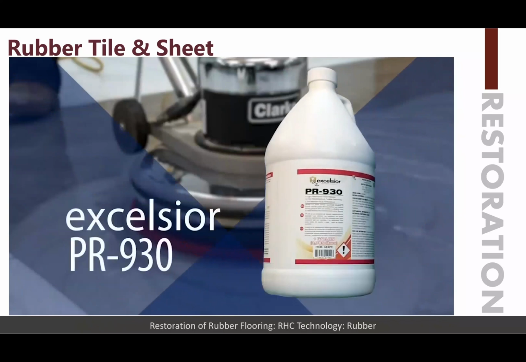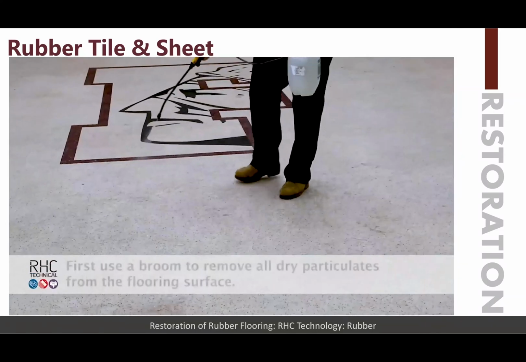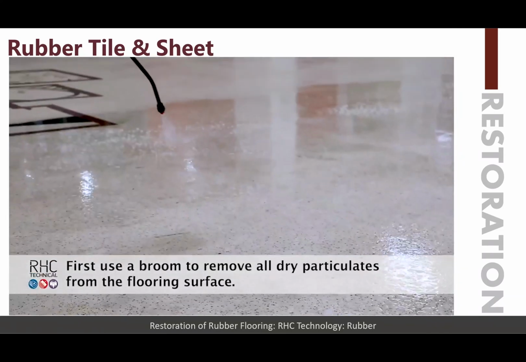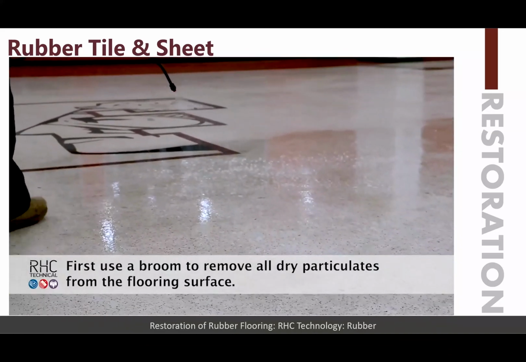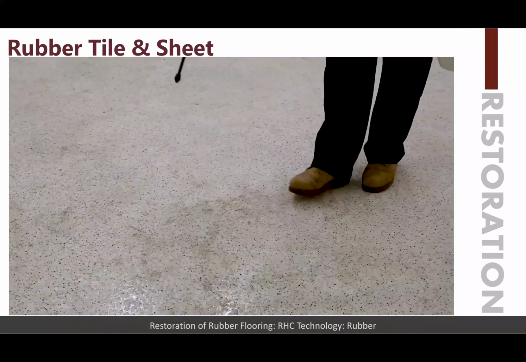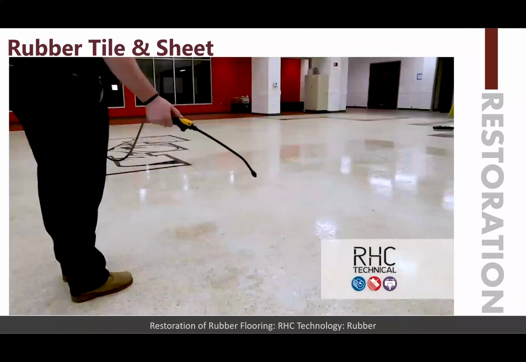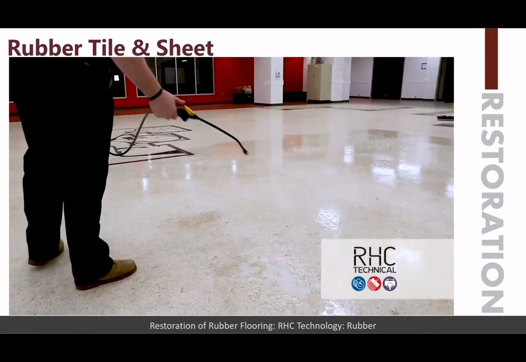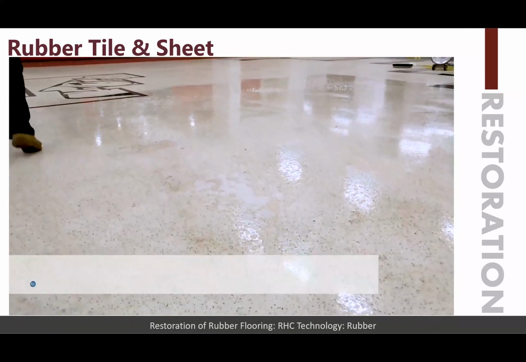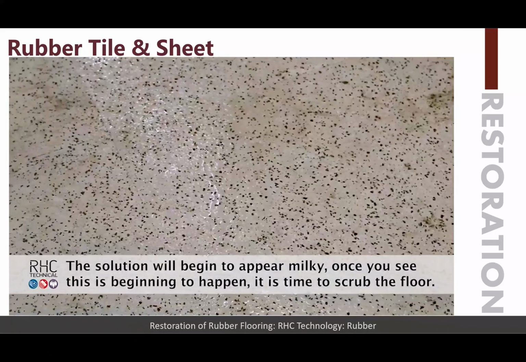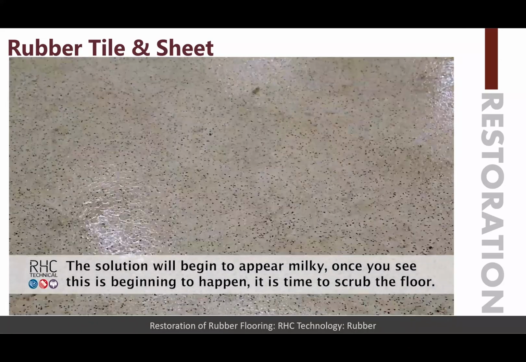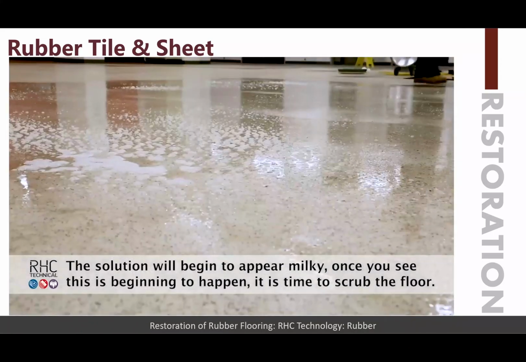We are using Excelsior PR930 Performance Finish Remover mixed at a ratio of 32 ounces to a gallon of water. PR930 is a finish remover specifically designed to remove topically applied acrylic floor finishes from resilient flooring products that are sensitive to alkalinity, such as rubber flooring. Apply a liberal amount of the diluted PR930 with a sprayer. Allow the solution to dwell for 10 to 15 minutes to emulsify the finish. It's important to not allow the diluted chemical to dry on the flooring.